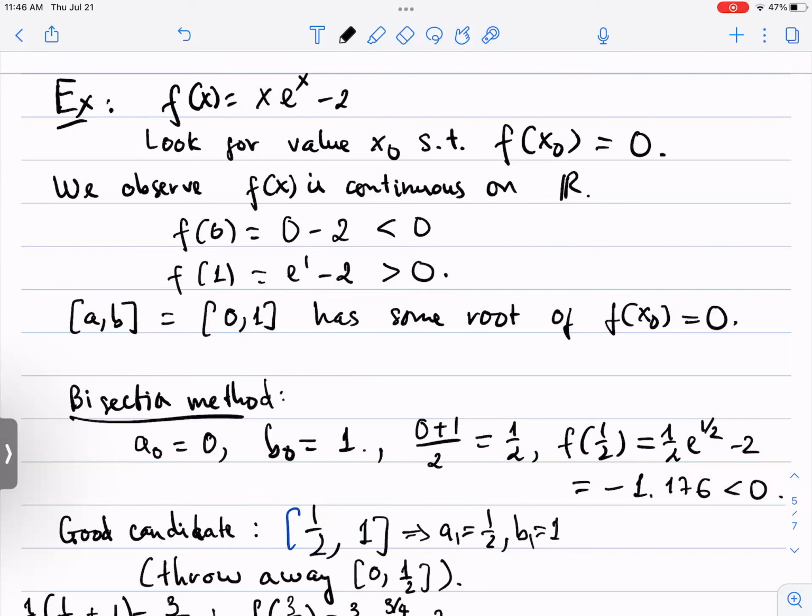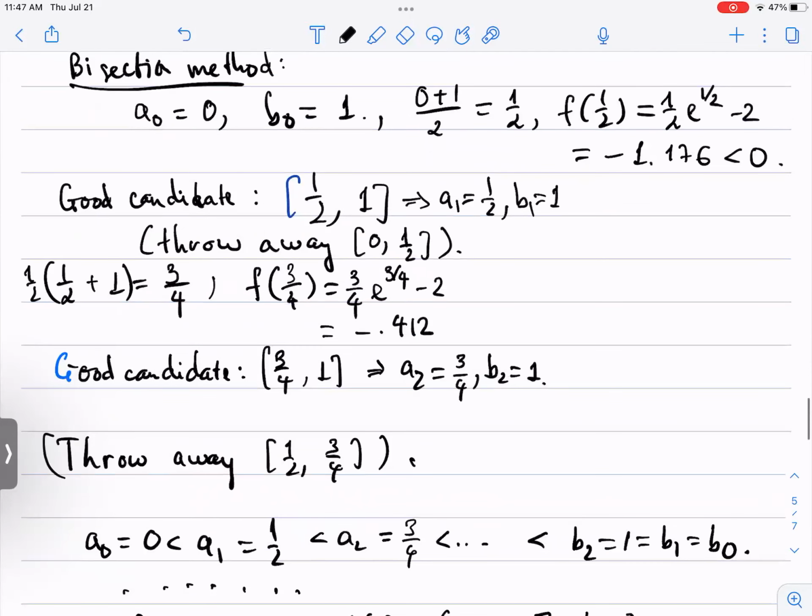First of all, we observe that this function is continuous on the set of real numbers. So this is good. Then we observe that f of 0 equals 0 minus 2, which is smaller than 0, and f of 1 equals e minus 2, which is bigger than 0. So by the theorem above, by the bisection method above, we know that the equation f of x equals 0 has some root within this interval from 0 to 1.